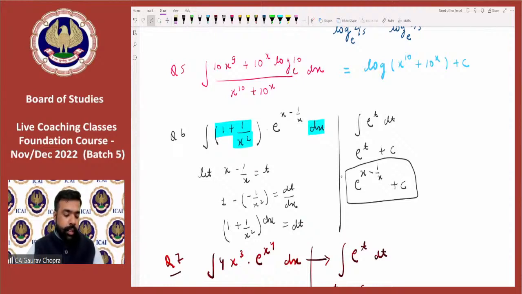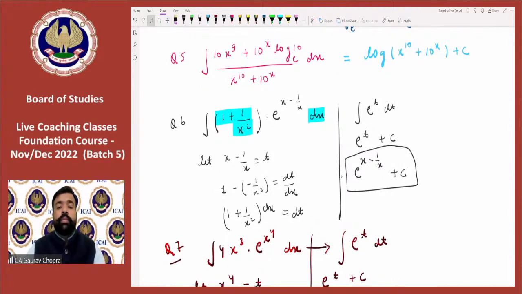So Saima is asking to explain 5 and 6 once again. See, in 5, this was simply the shortcut which we have done in the first 5 minutes. So if you have joined the session late, then you can see that portion first, and after that you can try this question. So this is simply a shortcut. If differentiation of denominator is available in numerator, then we can directly write the answer.